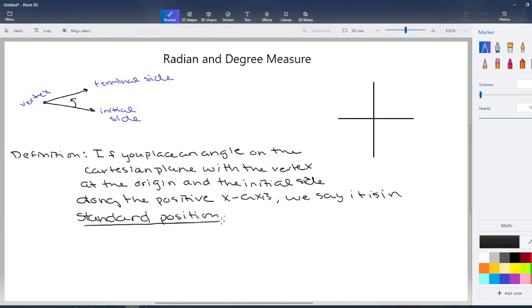So for example, if we have this Cartesian plane here, we would place the vertex at the origin here. Our initial side would be here along the positive x-axis. It opens whichever direction it opens. The example that we gave over here opened upward. And then we would have our terminal side here. So this is an example of an angle in standard position. It is supposed to mirror this example right here. Okay, so let's talk about which direction the angle opens.